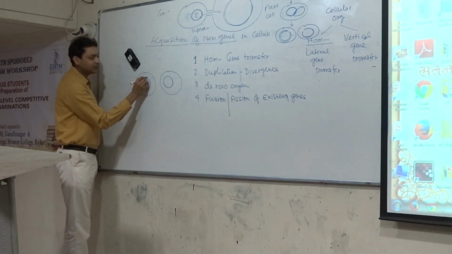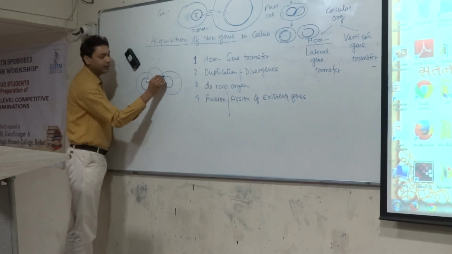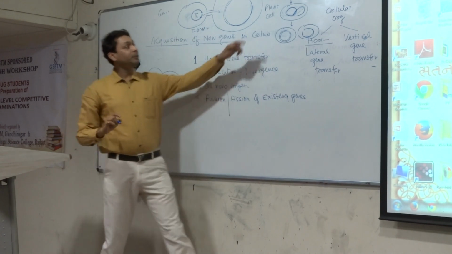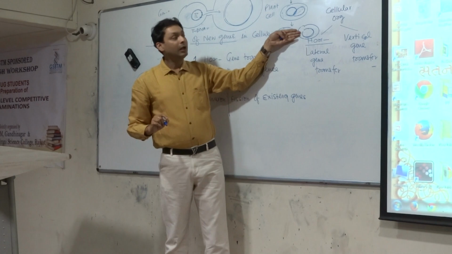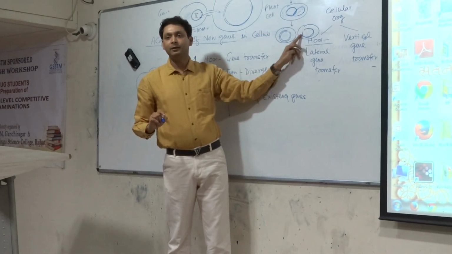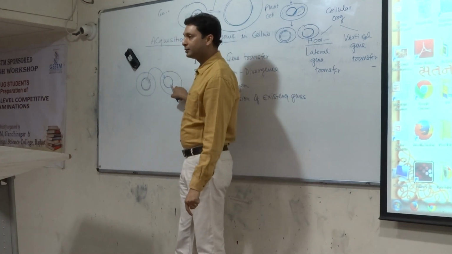Now suppose any portion of this genetic material is going to transfer here, then it is a horizontal gene transfer. But if this bacterial cell undergoes binary fission and transfers the genetic material to the two daughter bacterial cells, this is vertical gene transfer. Here I am talking about horizontal gene transfer.